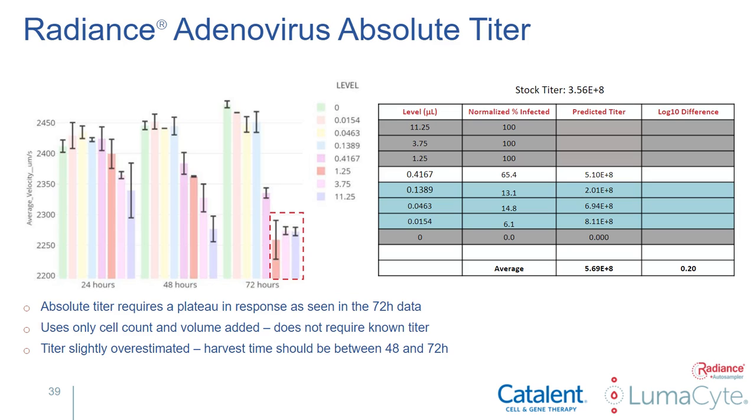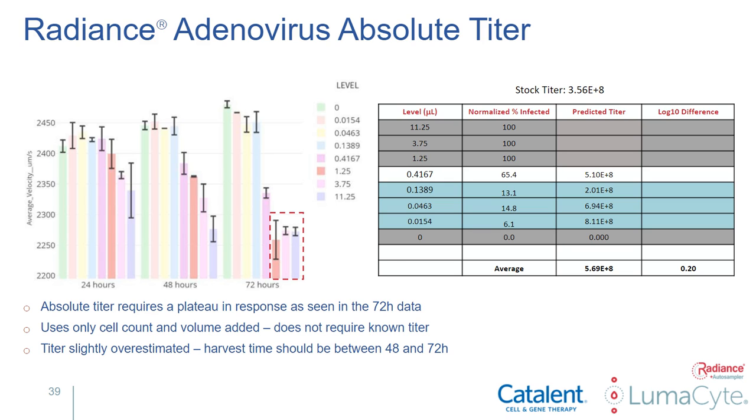As Sean mentioned earlier, in addition to using this calibration curve, one could also use an absolute titer method to predict the titer. In this case, as you can see, at the 72-hour time point, we did see a plateau in the response at the levels of the virus added, and this was 100% normalized infected at these MOIs.